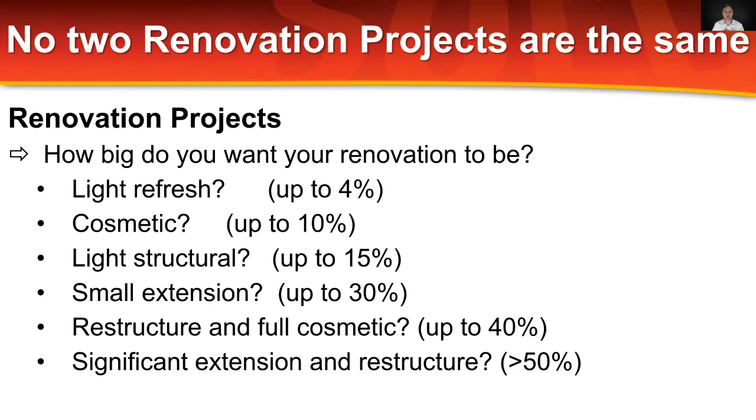And then lastly, you've got the significant extension and restructure, which is basically taking about half of the existing house off and building a whole other house on the back, as an example. That can cost you in excess of 50% of the value of the property that stands today. So these are the sorts of different renovations that can be taken on, the sorts of budgets you might want to consider at a high level, at least some framework for contemplation around what you're looking to take on.